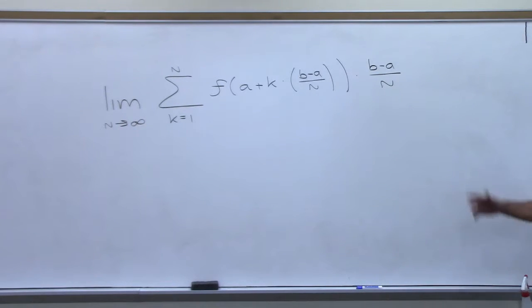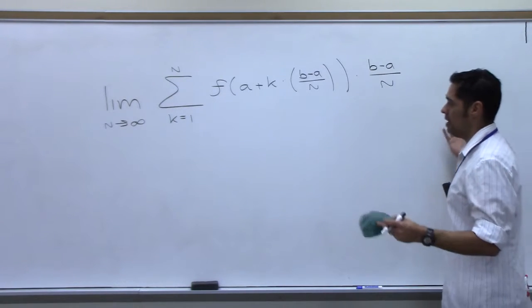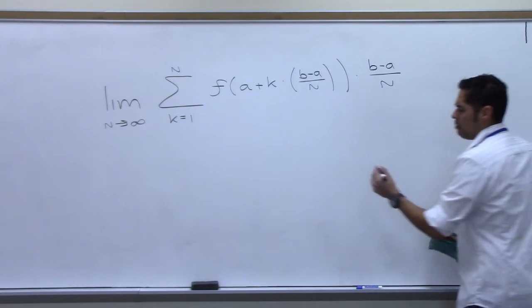So Riemann, this is a formula you can use to find the area under a curve. But you've got to know what a lot of this stuff is in here. There's a lot of stuff that you're like, what? What's a, what's b, what's k, all this stuff, right? So here's how it works.